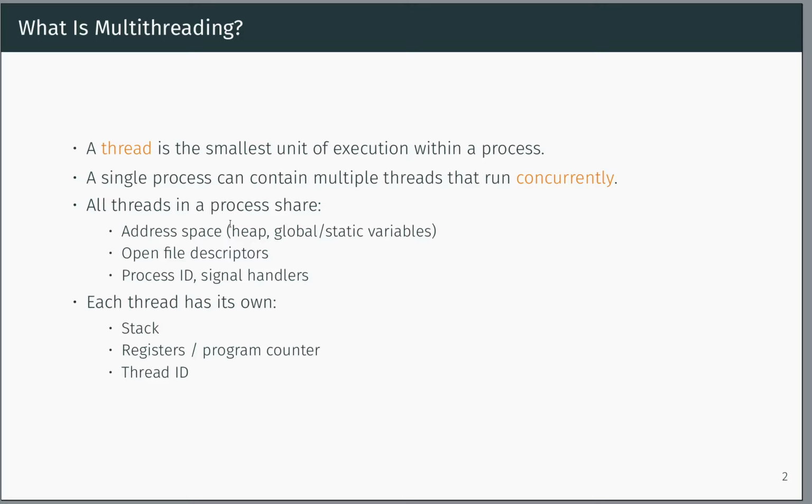All threads in a process. So there can be multiple threads in a process. They share address space, that is heap, global and static variables, open file descriptors, process ID, signal handlers. While each thread has its own stack, register, program counter, and thread ID.